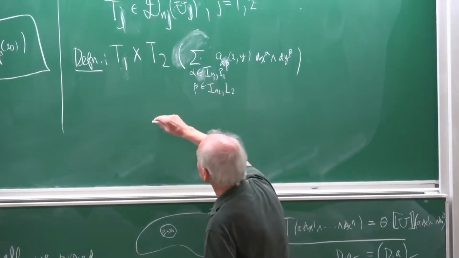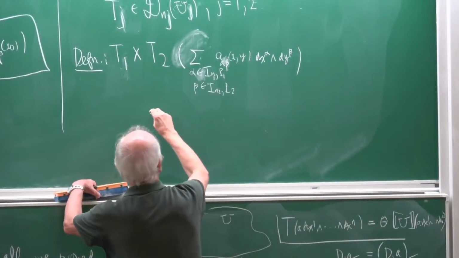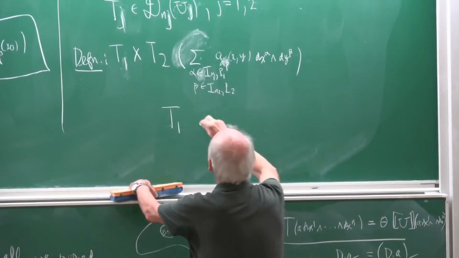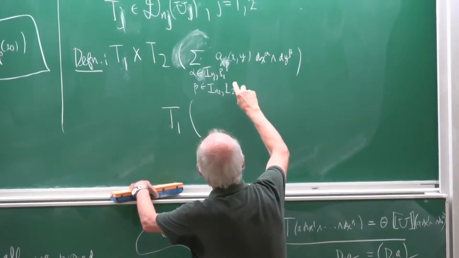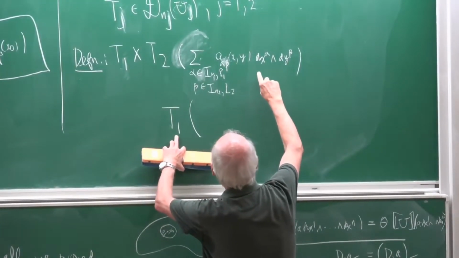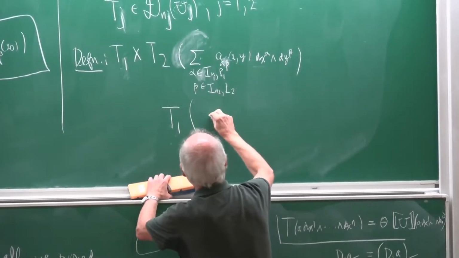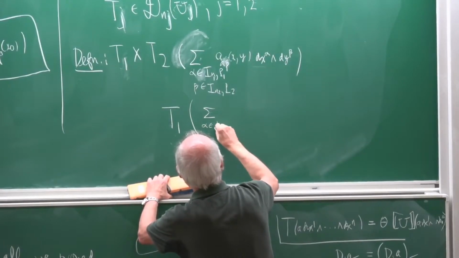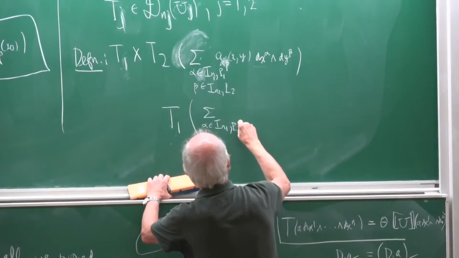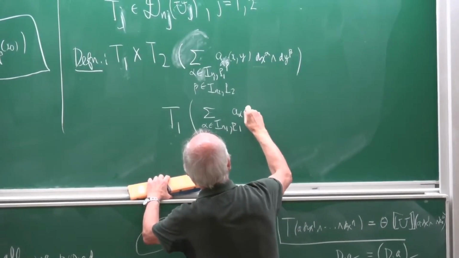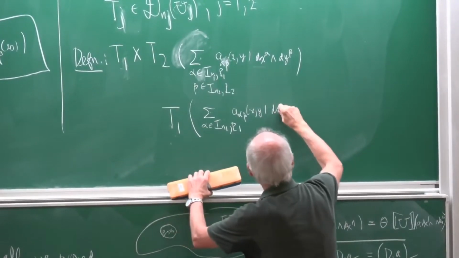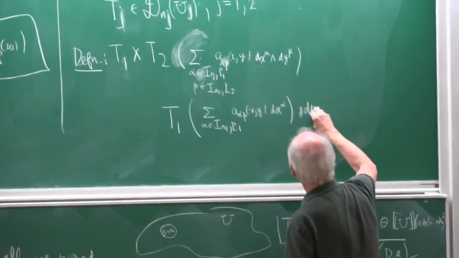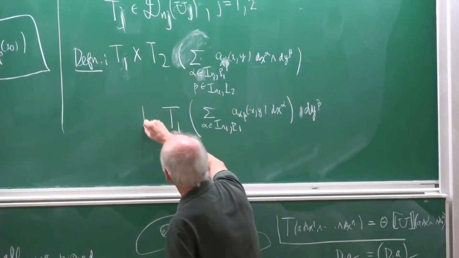Well, here's the definition. This is T1 applied to the x part of this form. So A alpha beta of (x, y) dx alpha, and then wedge, then dy beta, no wedge, just dy beta, and then I want to apply T2.